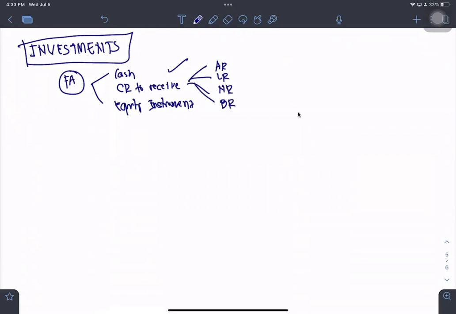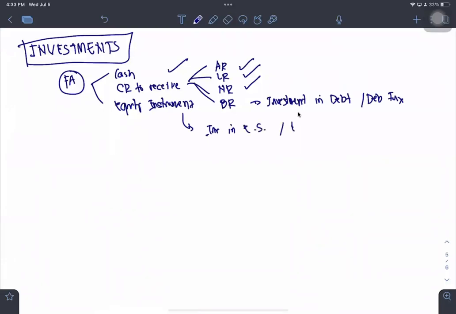We're done with AR, LR, and NR. We are now in your bonds receivable. Your bonds receivable is now known as investment in debt or a debt investment, while your equity instrument is known as your investment in equity securities or an equity investment. Therefore, what is left here under your PFRS 9 is your investment in debt or debt investment and your investment in equity security or equity investment.